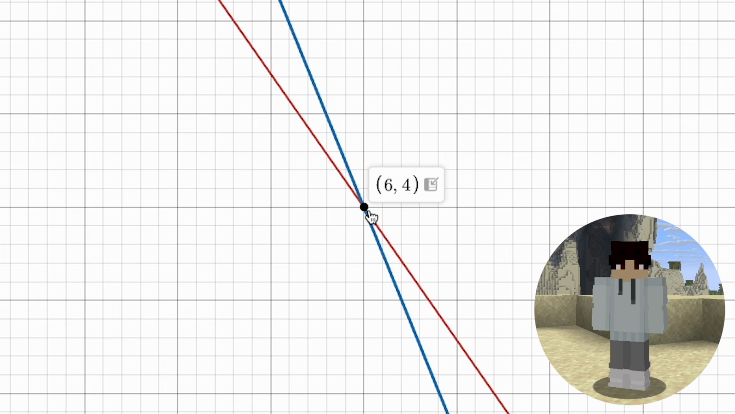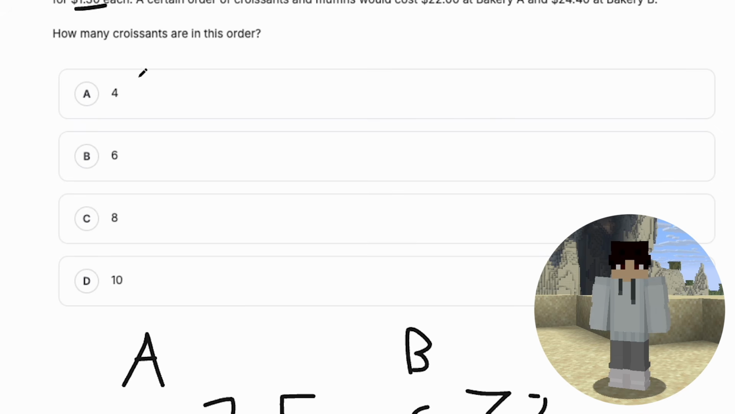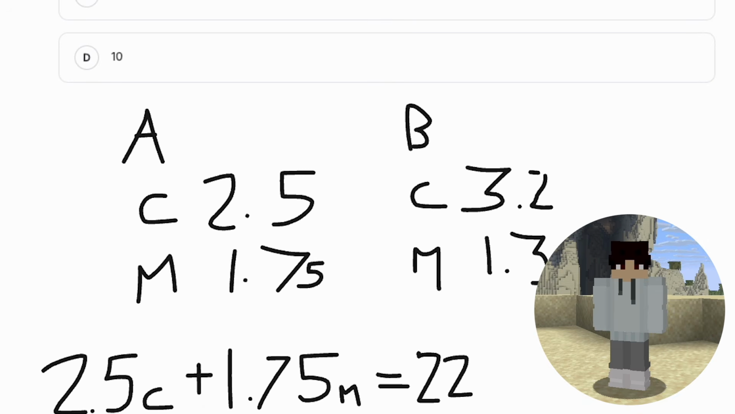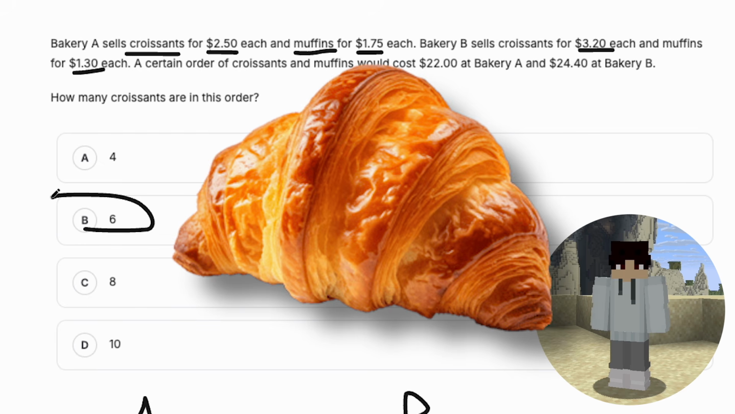Alright, we see here the answer is 6, 4, so we're trying to find out the amount of croissants in the order. Croissants is represented by C, or also X in here, so it'd be 6. The answer would be 6 croissants.